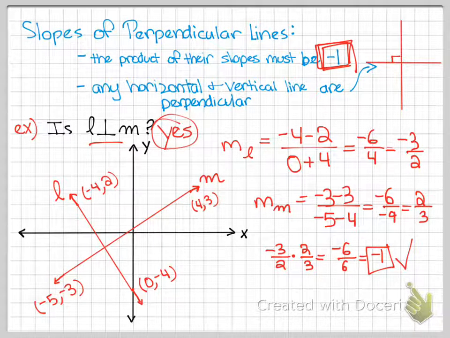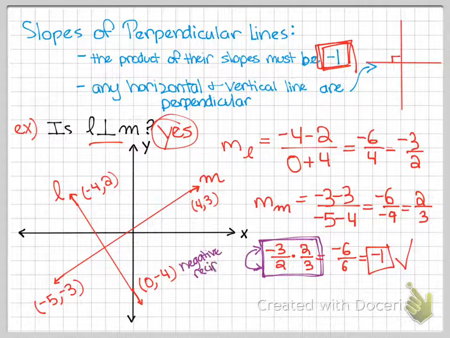Okay? So now I want you to notice something else about these two slopes. How are they related? Other than their product is -1, they're also just flipped and the sign changes. So they are negative reciprocals of one another. And that is another way to look at it, and it will help you solve these a lot faster. Okay, if you know that, you just have to flip the slope and change the sign.